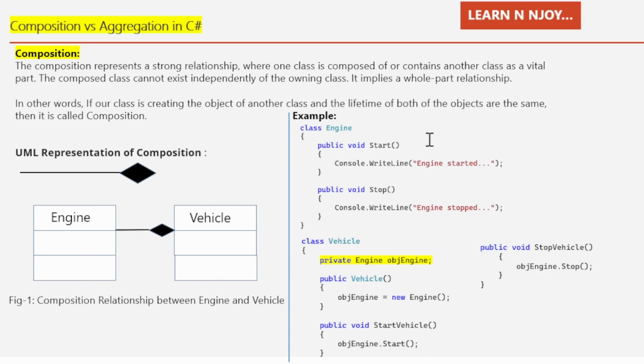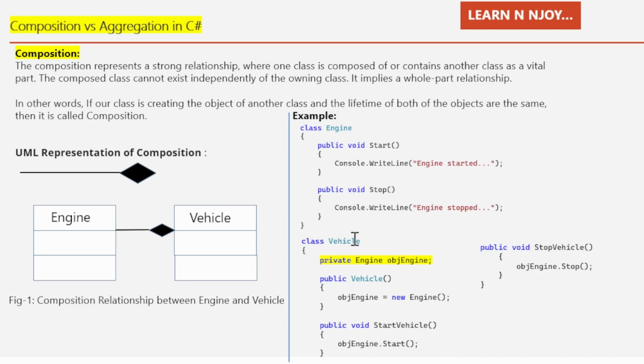Okay, let's try to understand with the help of example shown over here. So here there is a class named engine that has two methods, a start method and a stop method. In a start method, I'm just printing engine started into the console window. Similarly, in a stop method, I'm just printing engine stopped into the console window.